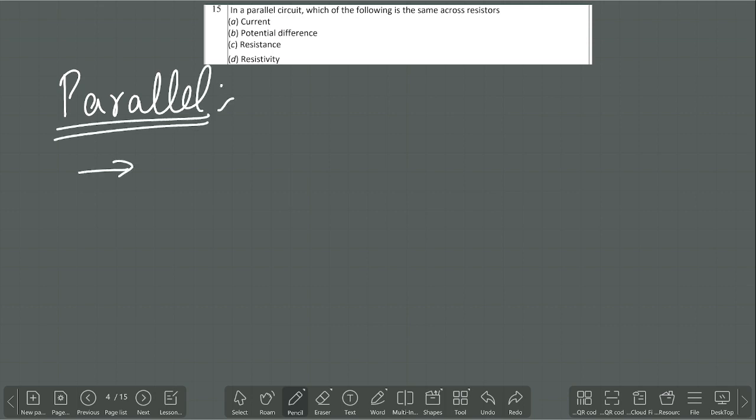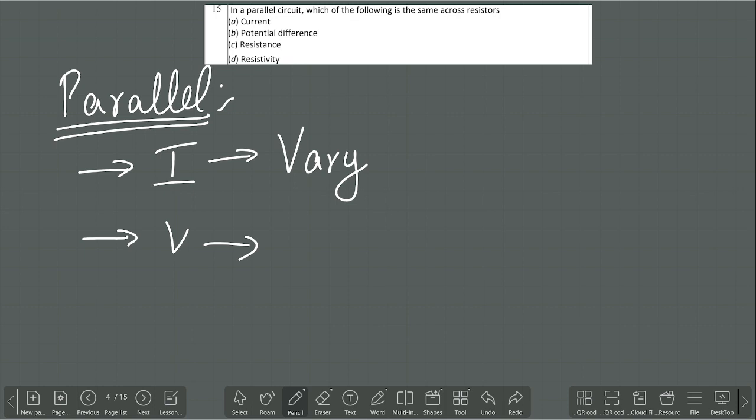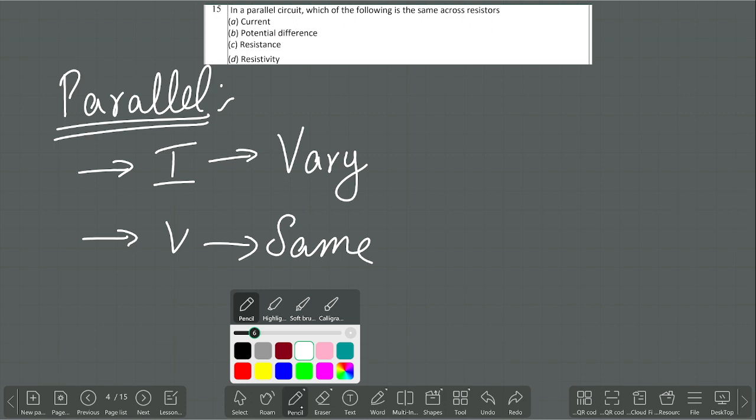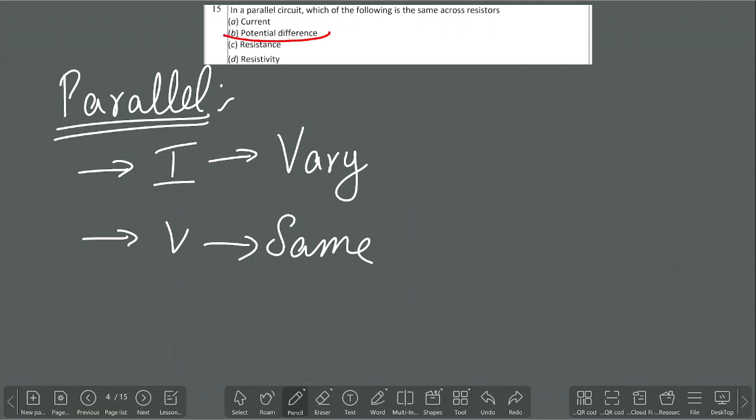We all know we are going to consider two quantities: one is the current and the other is the potential difference. In parallel combination, the current flow will vary from one resistor to another resistor, whereas the potential difference will remain the same. Now what will be the answer based upon this? In a parallel circuit, which of the following is the same? That means they are asking what is constant. That means the answer is going to be the potential difference, option B.